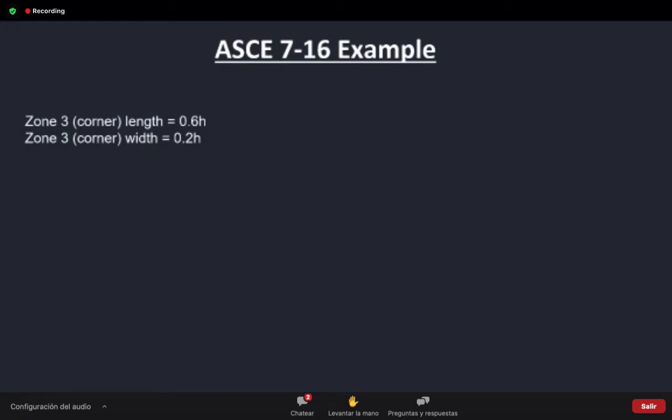So if we're going with our equation now, once again, zone 2. What's the equation for our zone 2, everyone? 0.6. Awesome. Now we're going into zone 1, our exterior zone. What's our equation for there?